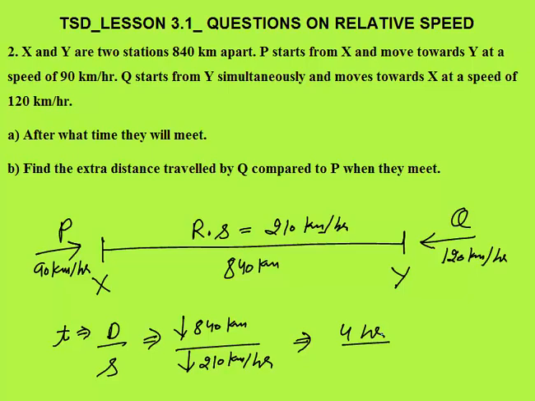Now the first question I can solve verbally. You don't need to write. No need to write for this question in exam. If such a question comes in exam, you can solve it verbally. Distance is 840. Relative speed will be 90 plus 120, 210. So 840 by 210, 4 hours will be your time.